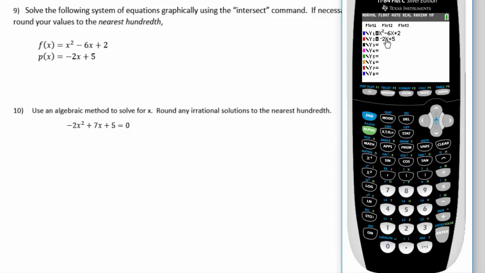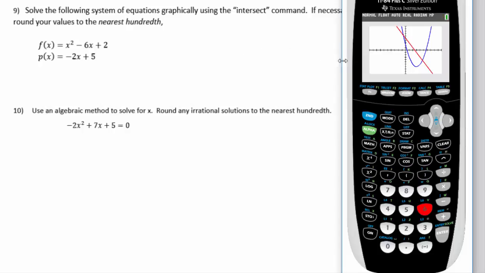So we're going to type our functions in the y equals. We're going to go to zoom, 6, that's a standard window, and see if that works. If it does, that's great. If not, we'll adjust it. We know how to do window fitting. We know how to change our window if need be. It looks like we're going to be good, though. There's our parabola, and there's our line.